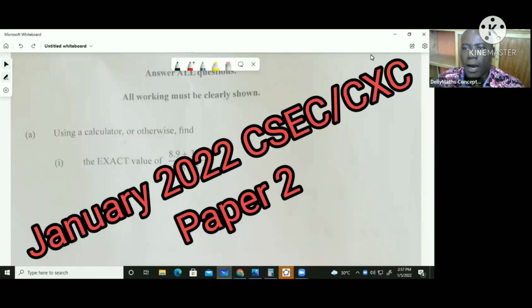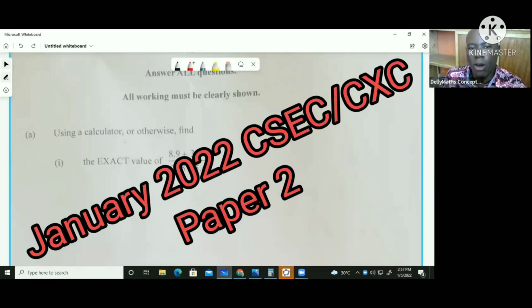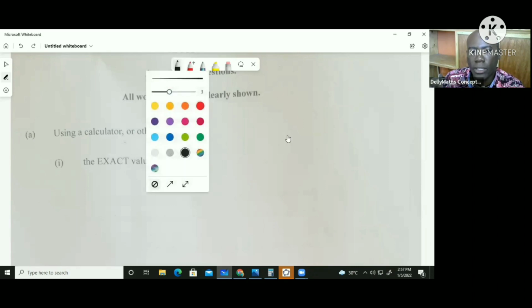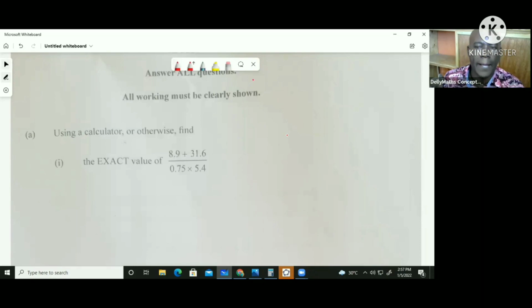All right, everybody. Right about now, what we're going to be looking at is solutions to the January 2022 exam, which was just yesterday, the exam that went yesterday. Here it is. We're going to try to work out the solutions here right now. So just stay tuned. I will be right back.